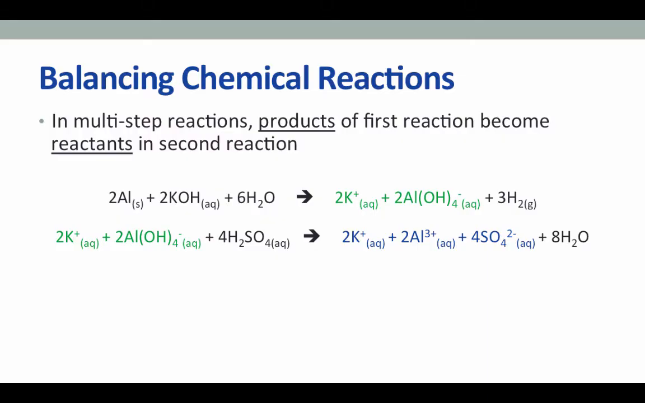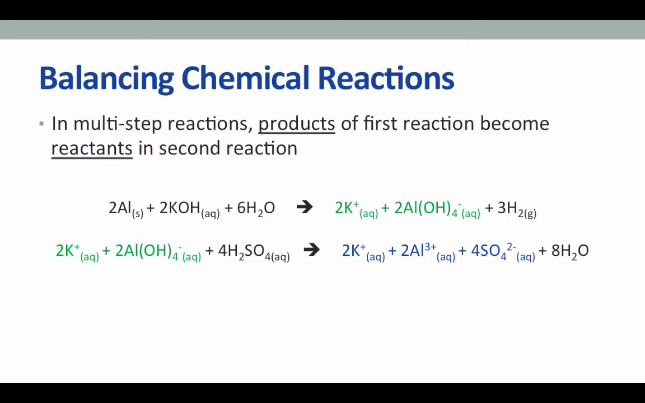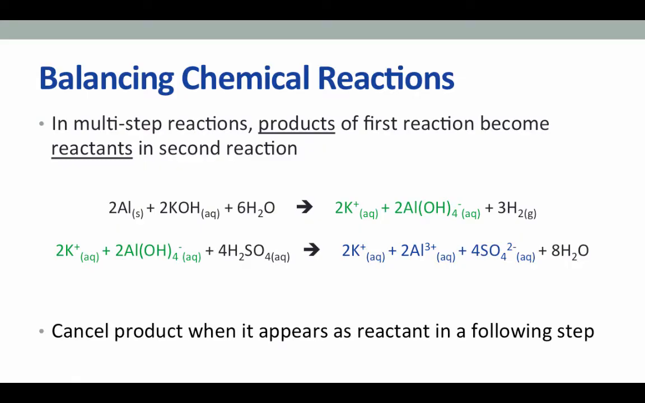You will then add sulfuric acid, yielding more potassium ions, aluminum ions, sulfate ions, and water. And so now that we have products from reaction 1 becoming reactants in reaction 2, we can begin canceling out products that appear as reactants. So I'll begin with my potassium ions. They're products in reaction 1 and reactants in reaction 2, so those cancel out. Similarly, the aluminum hydroxide cancels out.